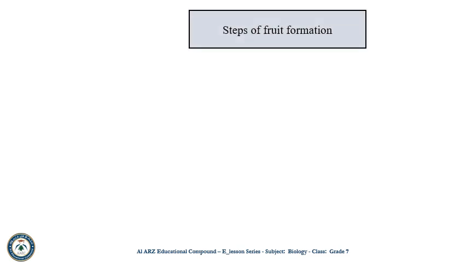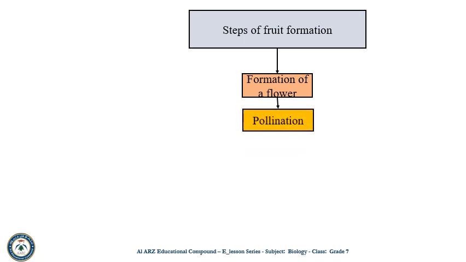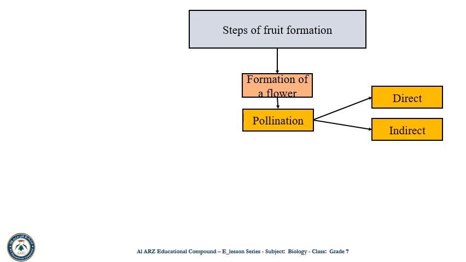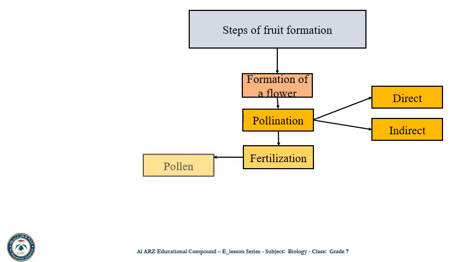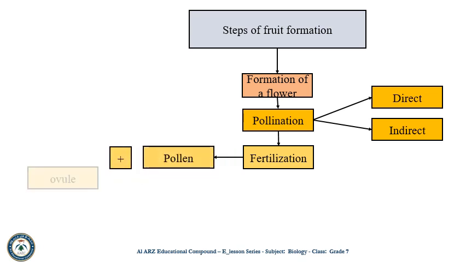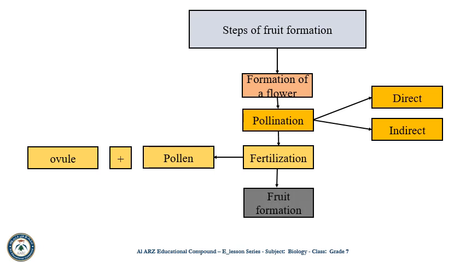As a summary, what are the steps of fruit formation? First, plants form flowers. Then, the pollen grains move from the stamen to the pistil in a step called pollination, which can be direct or indirect. Then, the pollen grains unite with the ovules in a step called fertilization. After fertilization, the ovary becomes a fruit, and inside the ovary, the seeds develop.